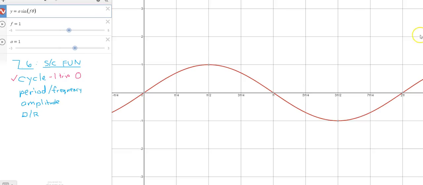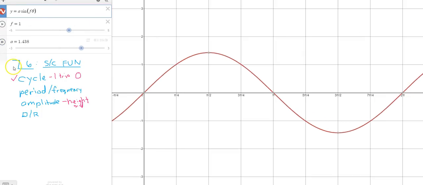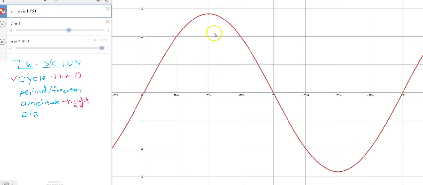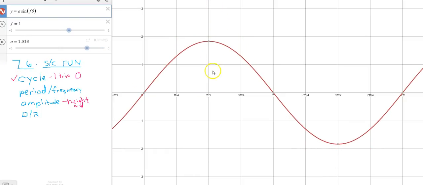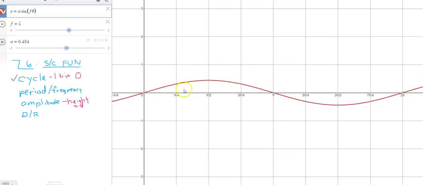So our amplitude is going to be the height. And the key is it's the height from the midline. So you can see there's this middle right here. So we go 1 above, 1 below, and therefore our amplitude is 1. Now watch over here. If I click on this A, whoop, my amplitude is getting higher. My amplitude is getting lower.